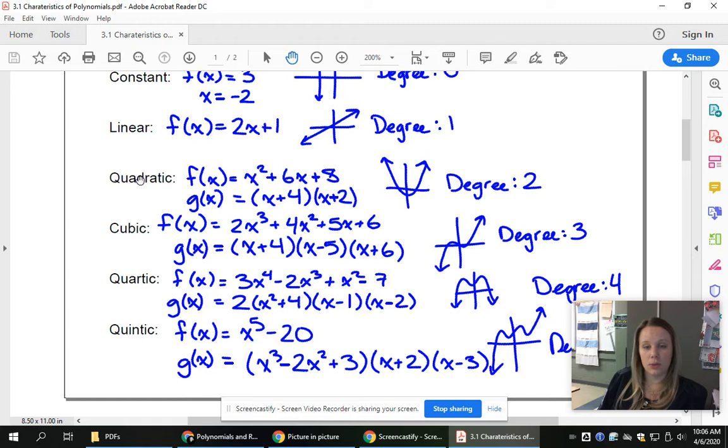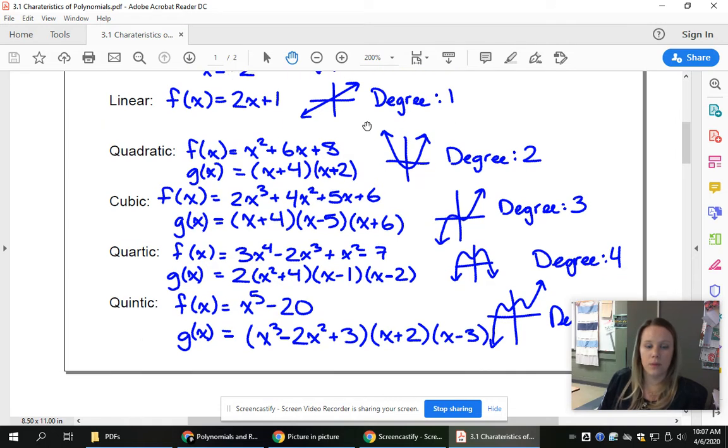Quadratics we studied in 20. There's an example of a quadratic. They have things like a maximum or a minimum, an axis of symmetry. They open up or open down. We can study all sorts of characteristics about quadratics.